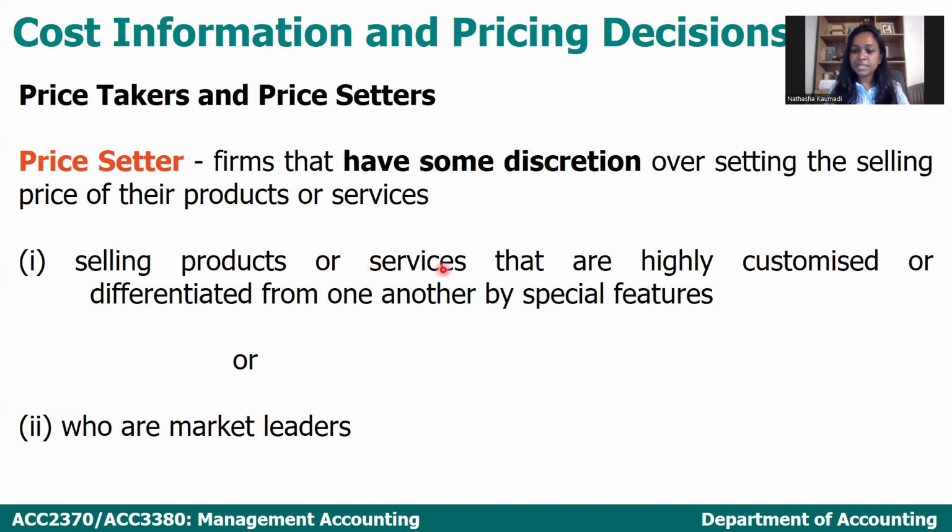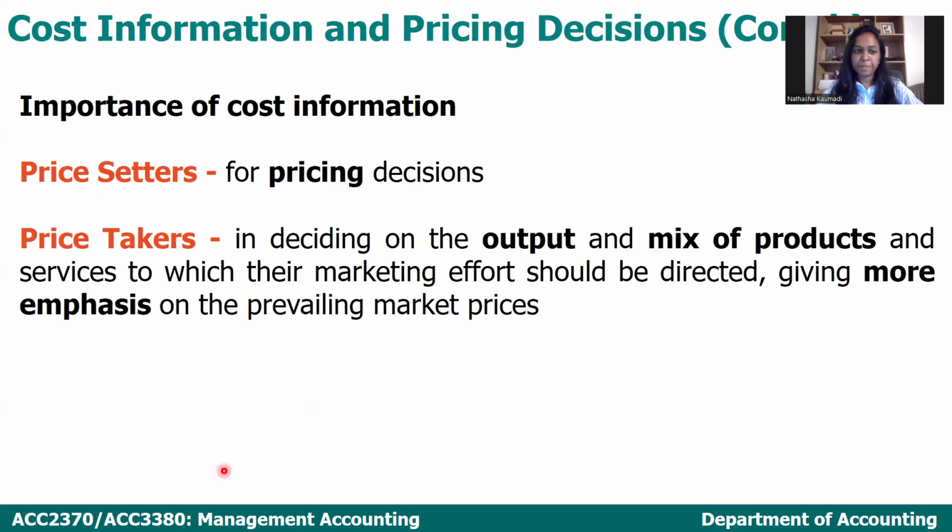Selling products or services that are highly customized or differentiated from one another by special features. Differentiated products. If you are selling a differentiated product, now you have some discretion over the price. If it is a very unique product in the market, you can increase the price or you can decide the price, right? Or you are the market leader. When you are the market leader, you have some discretion over the prices. You will be setting the price in the market. So those are the two instances where price setters can be there, remember.